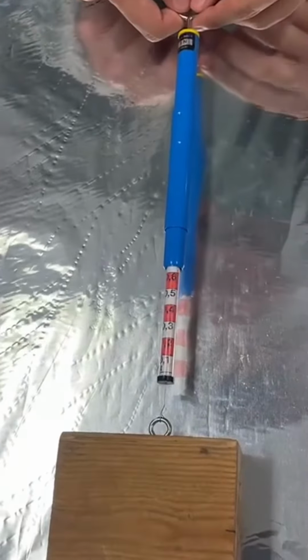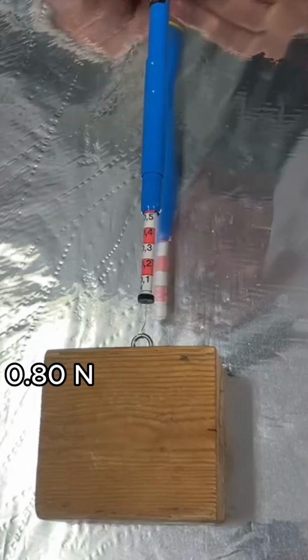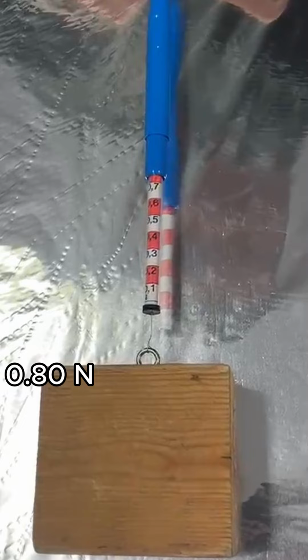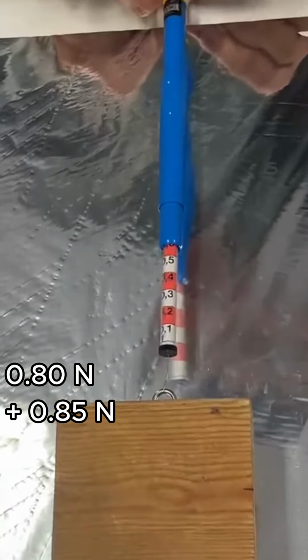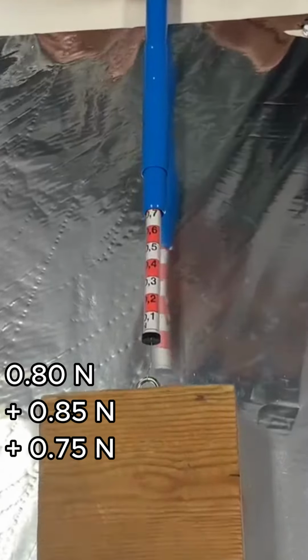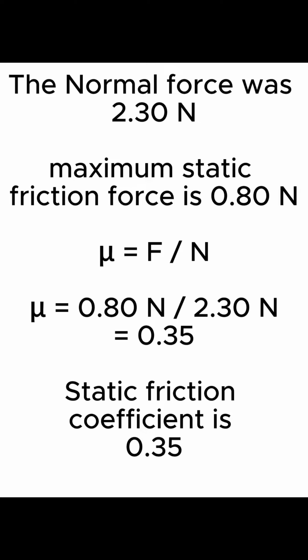We pull the block with our 1 newton force gauge, perpendicular to it. If it is not perpendicular, it will create error. The minimum force that makes the block move is the maximum static friction force. I do the pulling 3 times and will take the average of it.